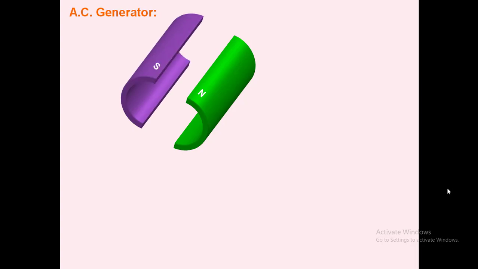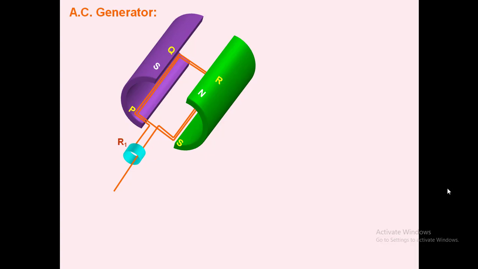Let us see the construction and the working of an AC generator. That is the north pole and south pole of a horseshoe magnet or strong magnet. Now I am going to consider a rectangular coil having n number of turns. Let PQRS be the rectangular coil having n number of turns. Now this PQRS will act as the armature.